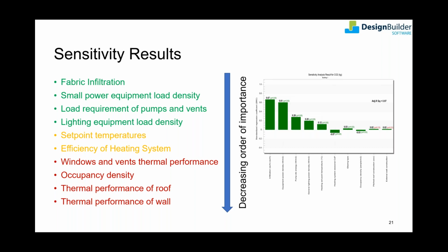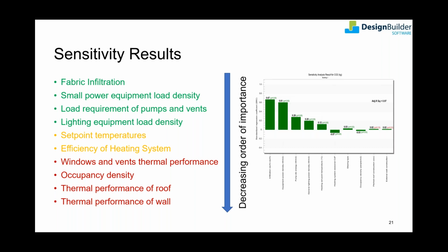Sensitivity analysis results provide us details for the most influential variables. As taken from the sensitivity analysis report, the list sorts the variables in decreasing order of importance. Green factors are most critical, yellow are moderately important, and the red ones are the least sensitive parameters for that output.